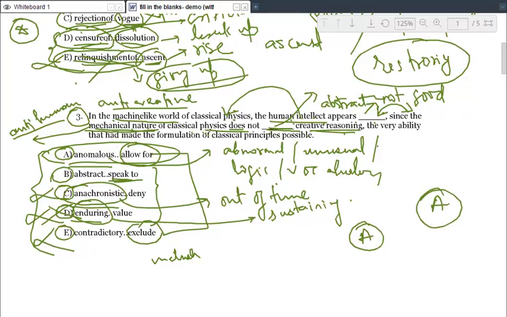When you make sentences, you must have some kind of logical relationship, right? When you say that in the machine-like world of classical physics, the human intellect appears abnormal and therefore creative reasoning does not go well, there is a logical connection, right? But when you say the human intellect appears abstract because the mechanical nature of physics does not speak to creative reasoning, what is the logical conclusion that you draw from this statement? When you mark B, it must make logical sense as well.